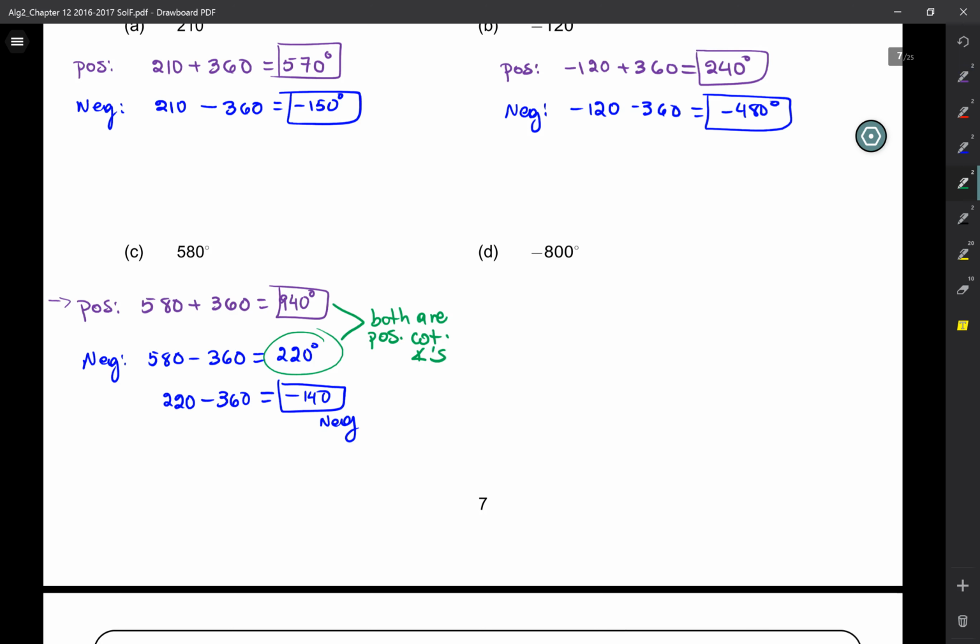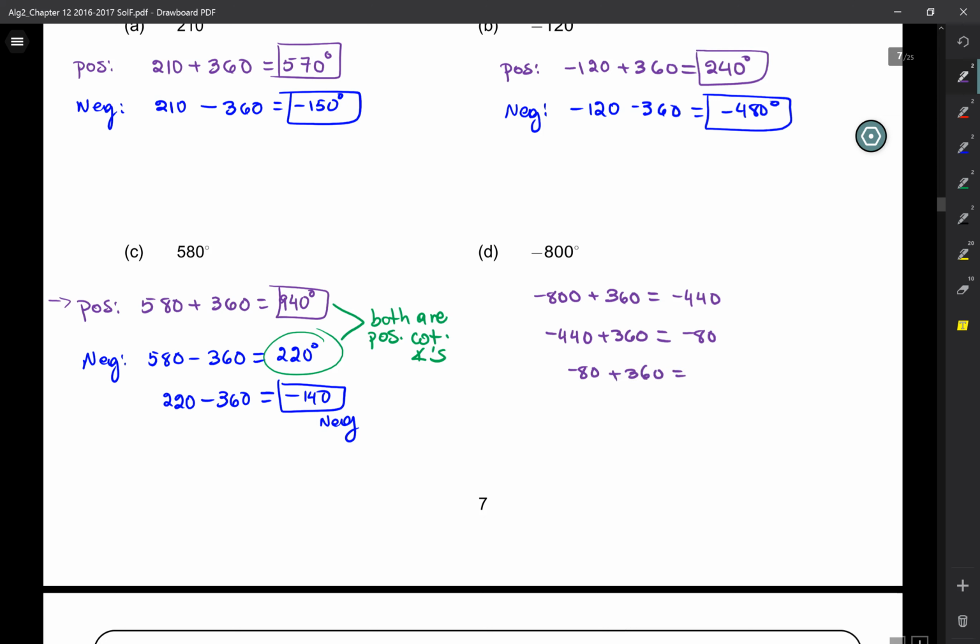All right, so for D, that's what we're going to do. We're going to take negative 800. I'm going to add 360, and what do I get? Negative 440. Now, I do negative 440 plus 360. What do I get? Negative 80. And I do negative 80 plus 360. What do I get?